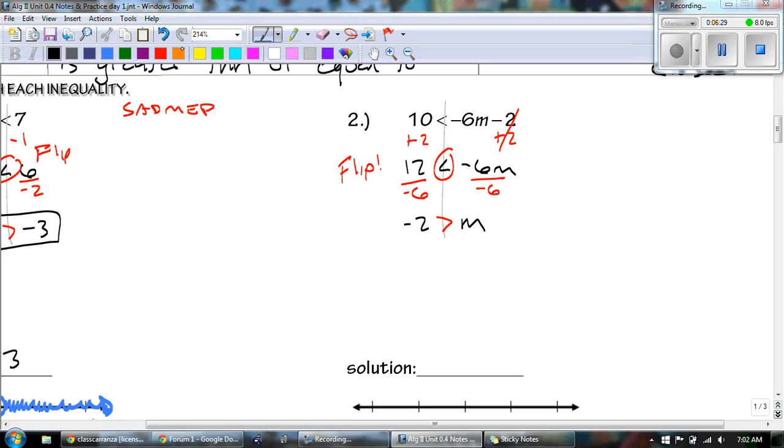The only thing that's wrong now, it's in the wrong order. I need my variable first. So right here, we're going to rewrite it, all right? So I want my variable first, then the number, and the inequality is pointing at the m. So I want to make sure it stays pointed at the m, okay? So since that's my final solution, I'm going to drop it down here. M is less than -2.